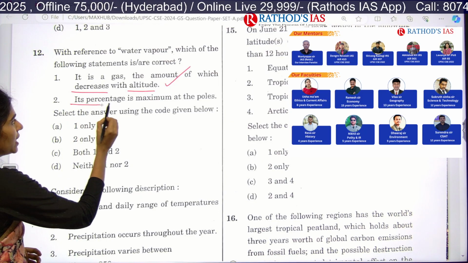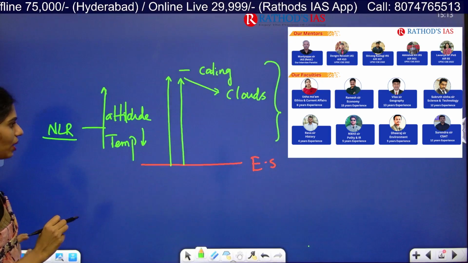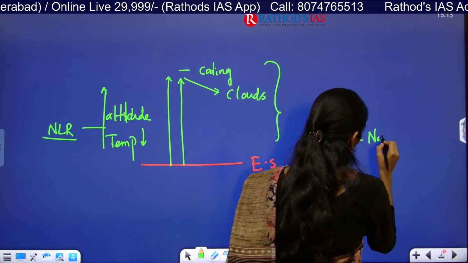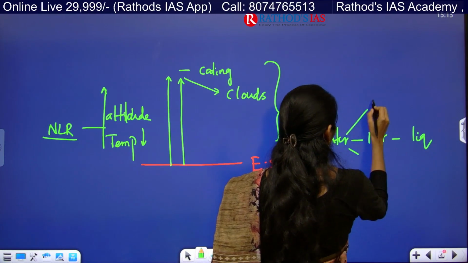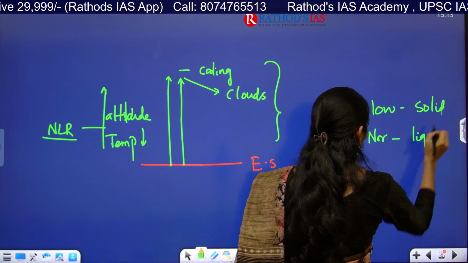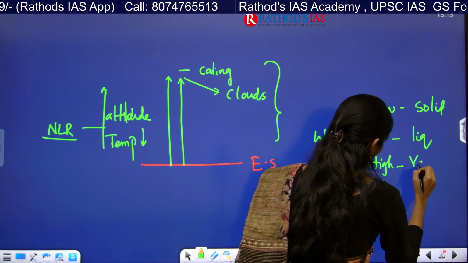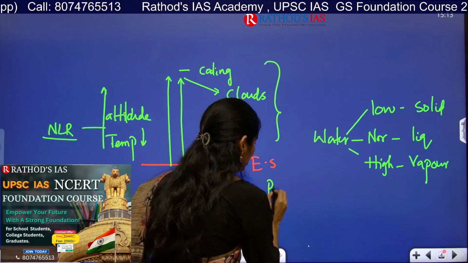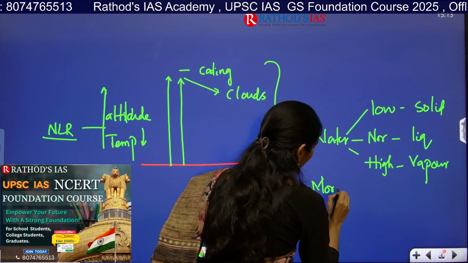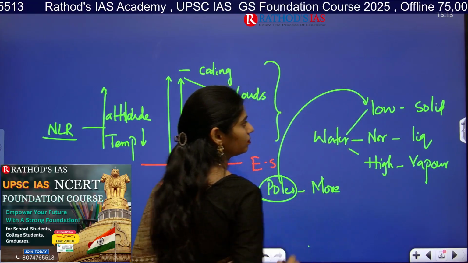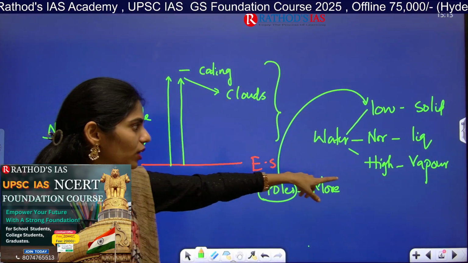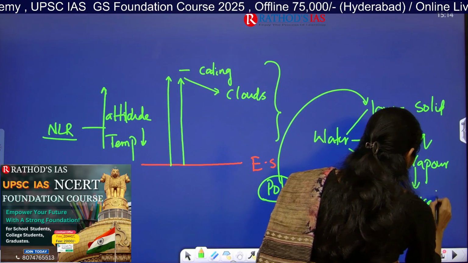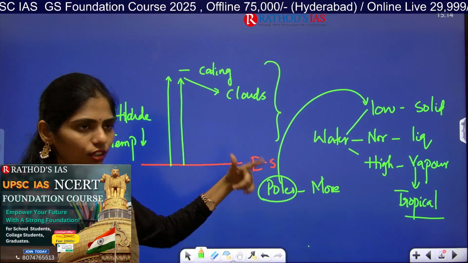And next one is its percentage is maximum at poles. Again we have to apply the concept here. Water in different stages: at normal temperature it is liquid, at low temperature it is in solid state, and at high temperature it is in vapor state. The second statement is saying that at poles, water vapor is more. How is that possible? At poles temperature will be low, so we can see the solid form of water but not the vapor form. Normally in the tropical region we can see more water vapor compared to the poles.